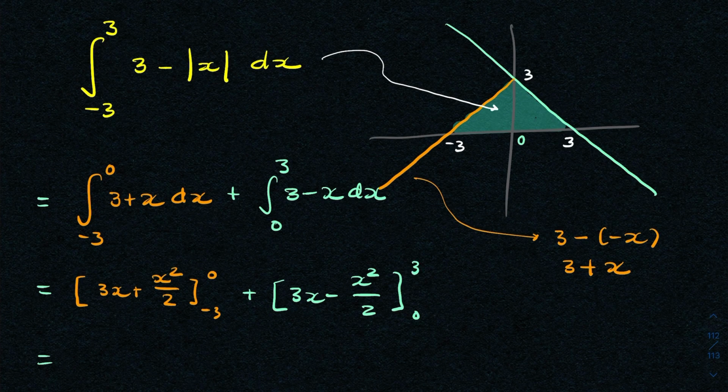So it's a little bit more work doing it this way, but you get the same answer. So you get the zeros cancel out and you get 9 over 2 plus 9 over 2 equals 9. So same answer.